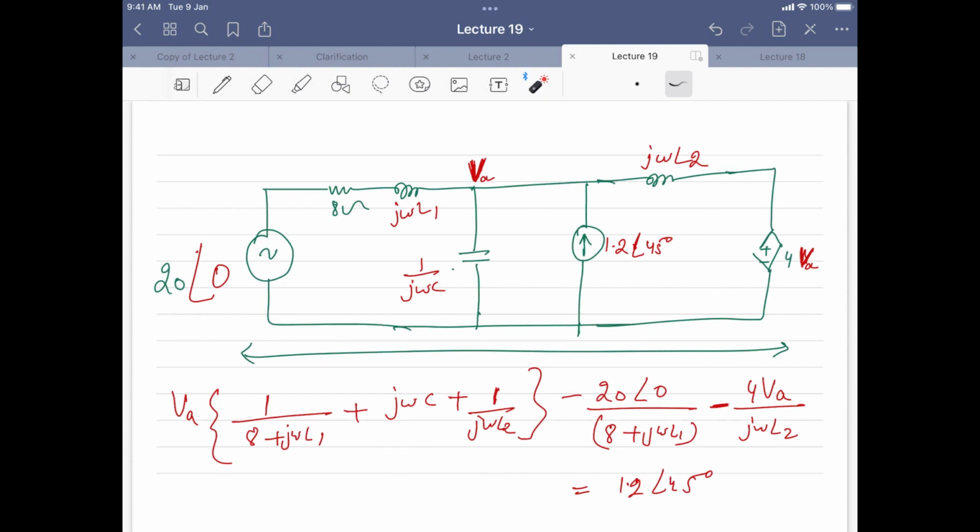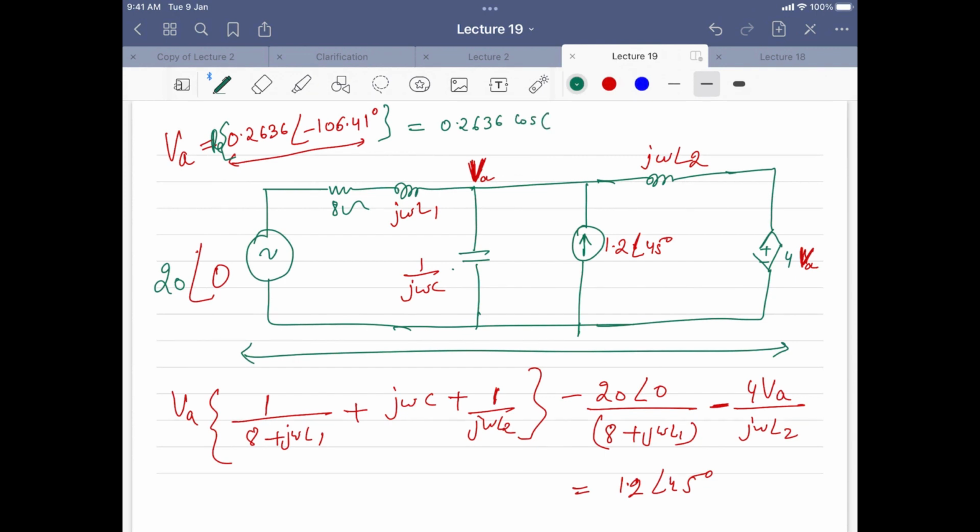Now once you solve for this, it's very easy. You have to only calculate VA, and there is no unknown here. Everything is known to you. Once you do that, your VA will come out to be 0.2636 angle minus 106.41 degrees. And if you want the time domain of it, you apply the real operation on this, and you will get 0.2636 cos(250t minus 106.41 degrees).